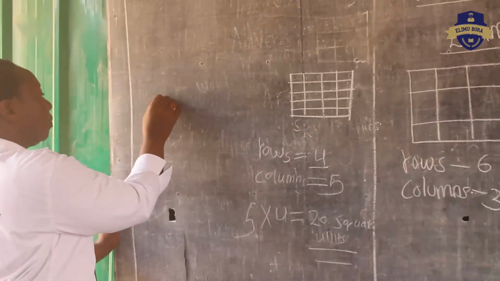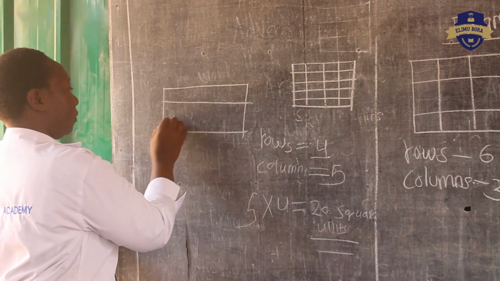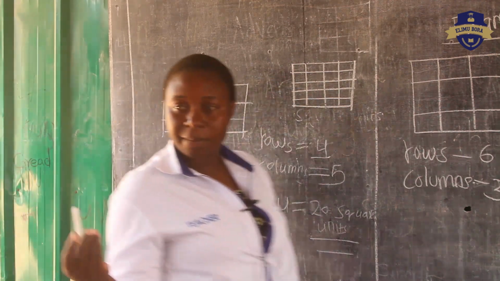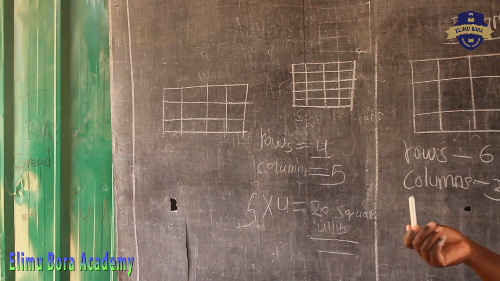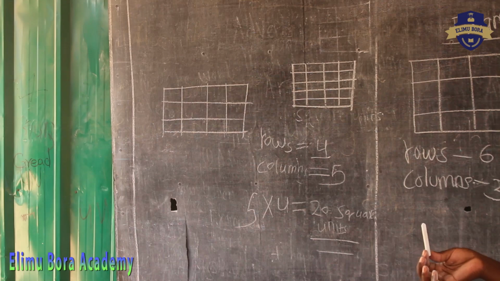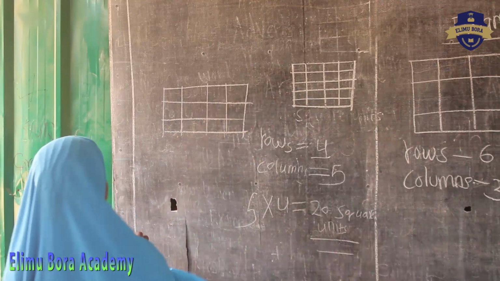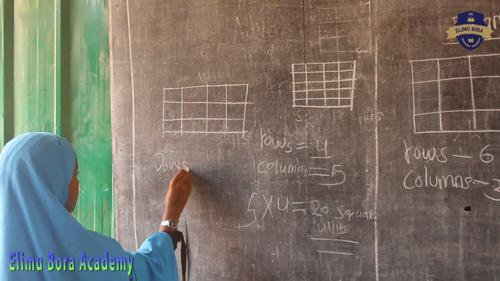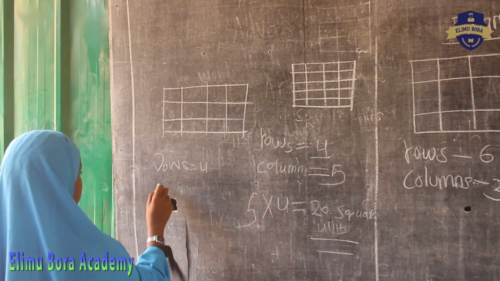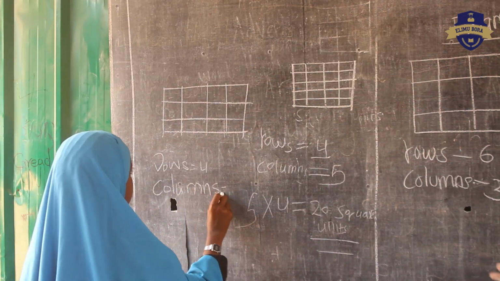I need a girl now. One girl to come and do this for us. A girl to come. Very fast, Areda. Good. You are just trying. Come and try. You check on the blackboard whether she's doing the correct thing.